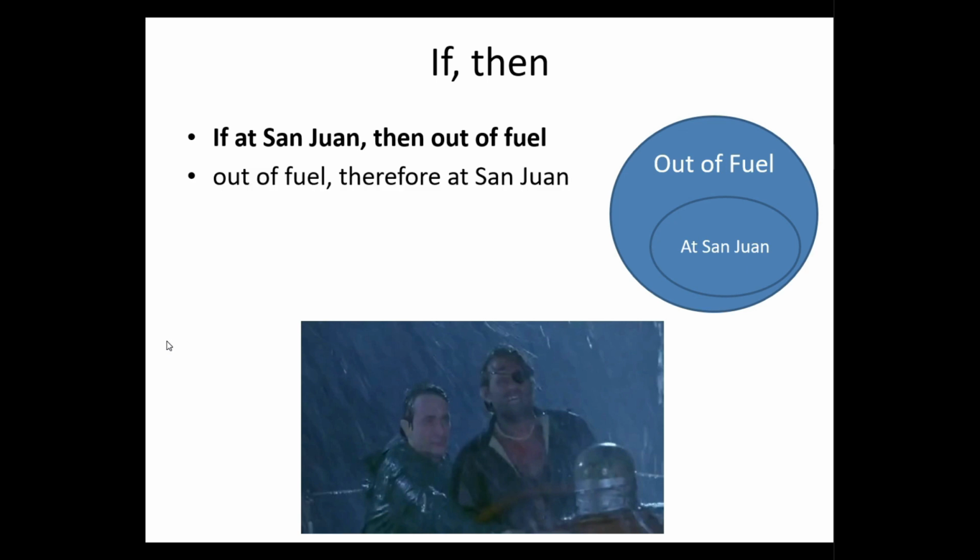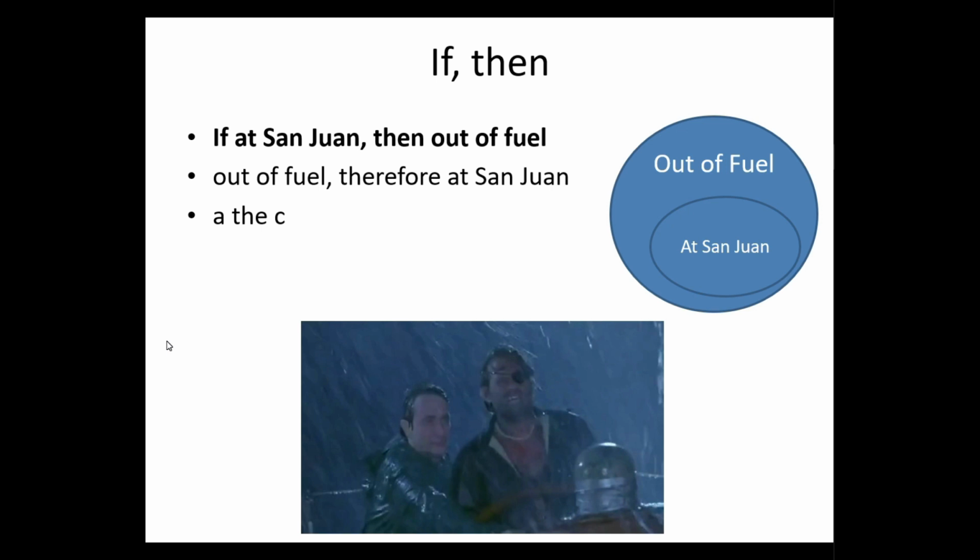He says, we're out of fuel, therefore we're at San Juan. He affirms the consequent, one of the two things you can't do. You can A the A and D the C, but you can't A the C or D the A. You can say yes to the if, then yes to the then, and you can say no to the then, no to the if, but you can't say yes to the then, yes to the if, and you can't say no to the if, then no to the then.